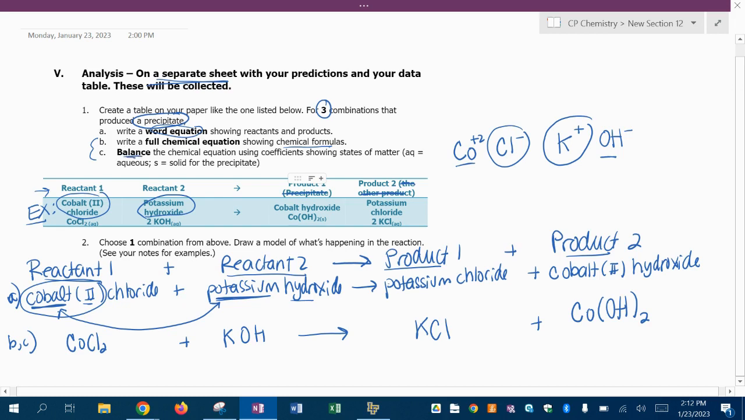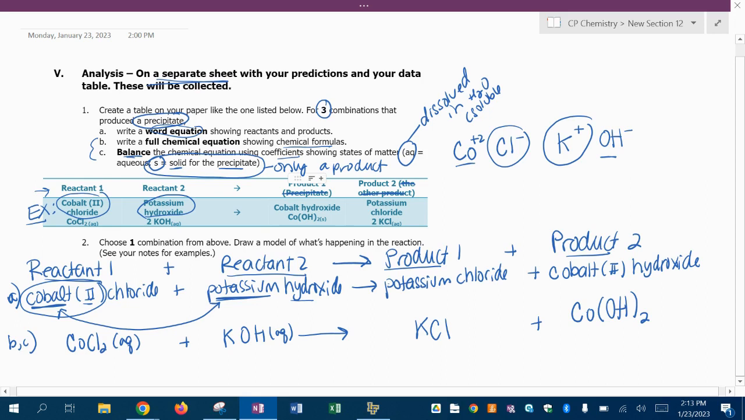Then C says balance the equation using the correct coefficients and the states of matter. So I want to remind you, aqueous, AQ, if you have to write aqueous, this means dissolved in water. So anything that is soluble is going to be aqueous. And then you're going to include an S for solid by the precipitate. Now remember, this precipitate, this solid, is only a product. So you should not have any S's on the reactant side. So cobalt 2 chloride is aqueous, and potassium hydroxide is aqueous.